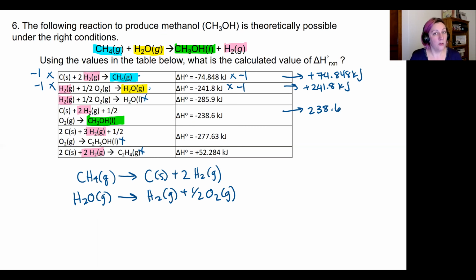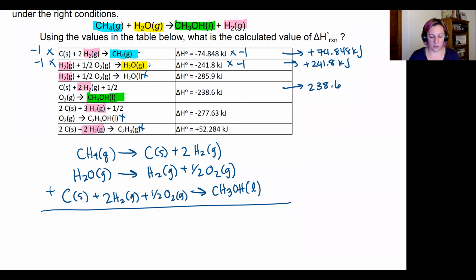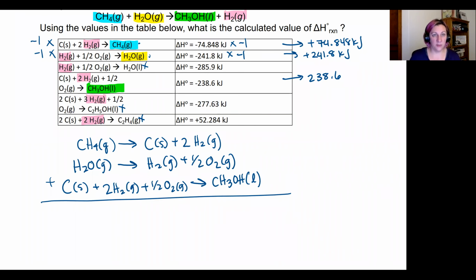And my methanol one, I'm going to keep the same. So it'll just be carbon solid plus 2 hydrogen gas plus 1/2 oxygen gas will form CH3OH liquid. Okay, I'm going to take these and sum them up. So they're all on the same side. There we go. Give it a little bit more room.